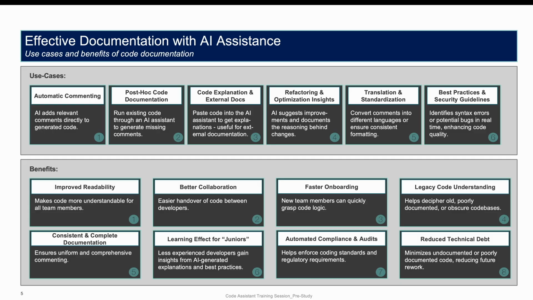And last but not least, some best practice and security guidelines. So it could also identify syntax errors or potential bugs in real time. It can enhance code quality, which falls under the specific use case. Last but not least, what are some of the key benefits of AI-assisted documentation, which are numerous?